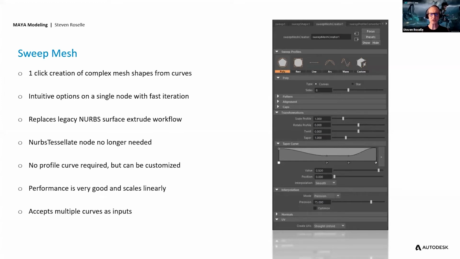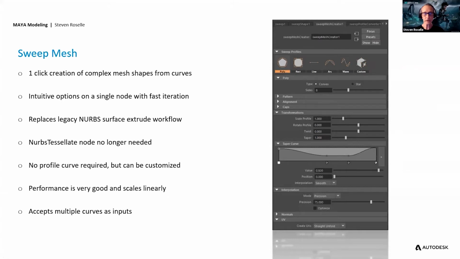One of the things was this NURBS tessellate node. Without going into too much detail, it was really complicated and unintuitive and hard to use. So this no longer requires any of that. You're not using NURBS at all. You're just going directly to polygons, which is the more common use case. And like I mentioned before, you don't need profile curves. You can actually just use some of these presets, which you see up here, preset shapes with a lot of procedural attributes associated with them.